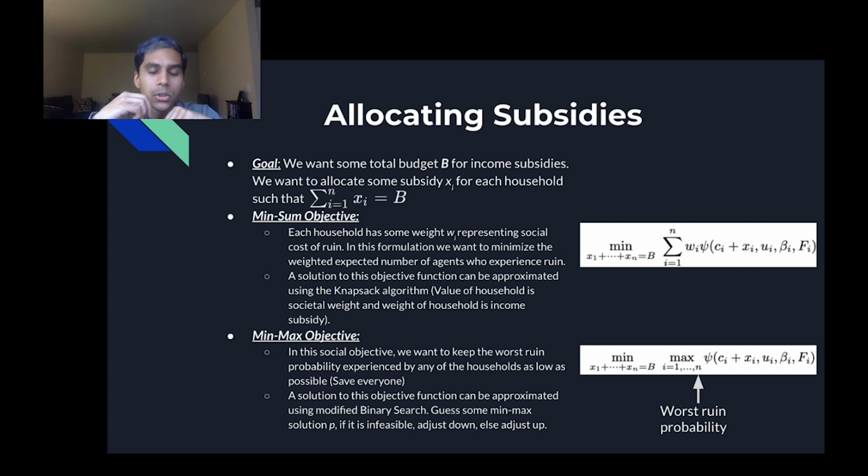And so how do you find a solution to this formulation, this min-max problem? Well, it can be approximated using a modified binary search. Essentially, you guess some initial solution P. If you find it's infeasible, adjust down. If you find it is feasible, adjust up. Keep doing that, do a binary search, and you can eventually converge to the closest approximation to the optimal solution to this min-max problem.